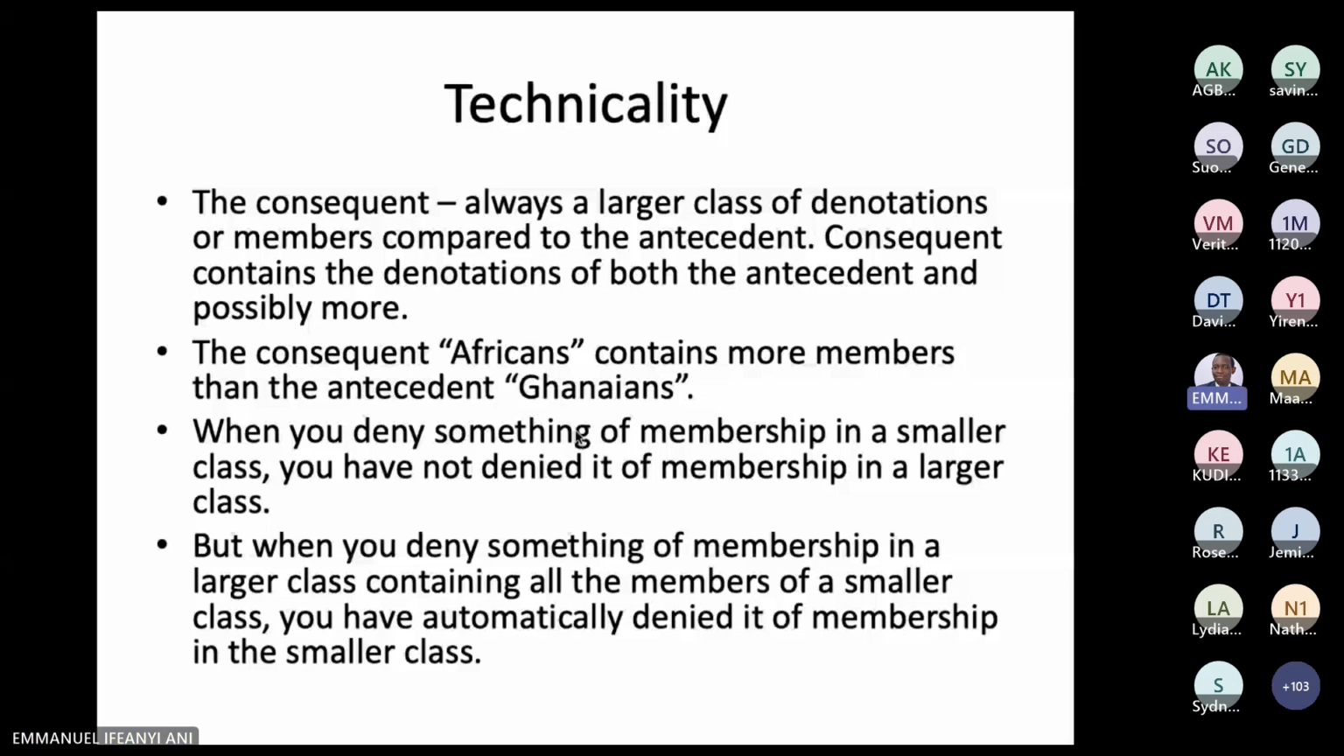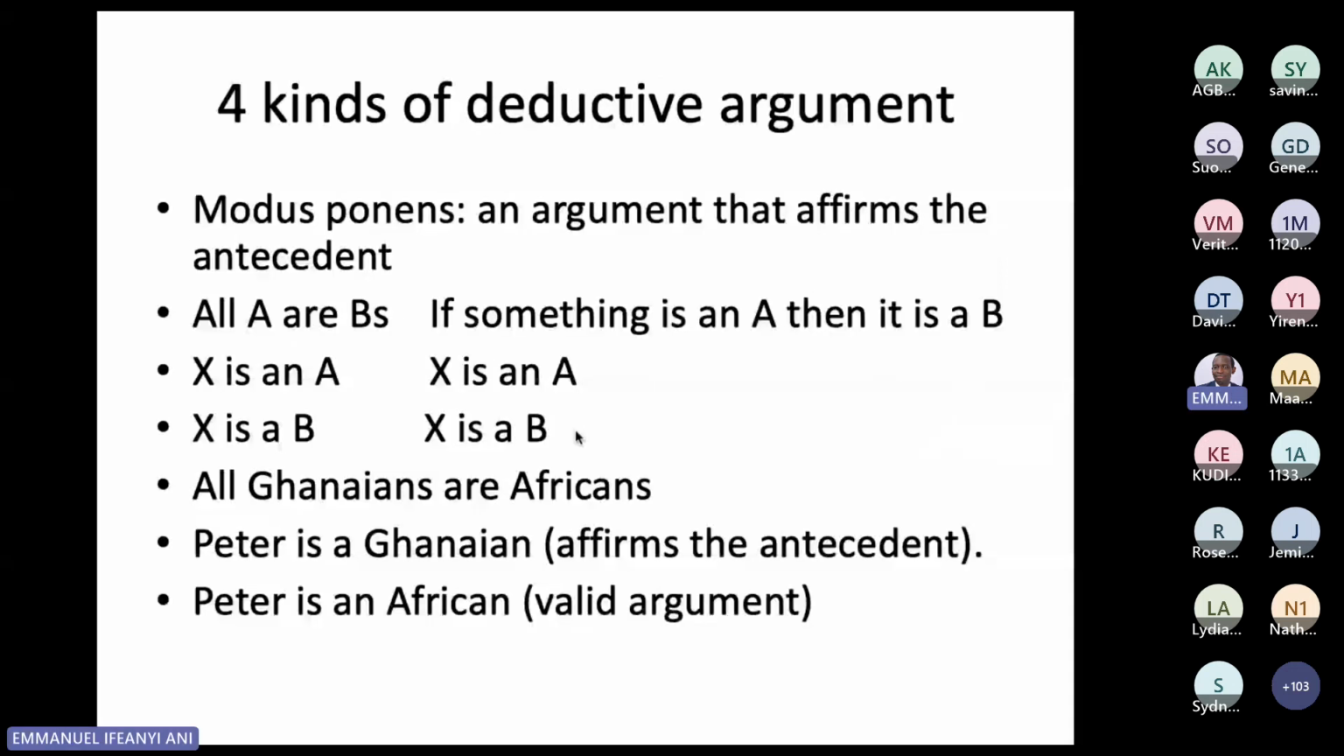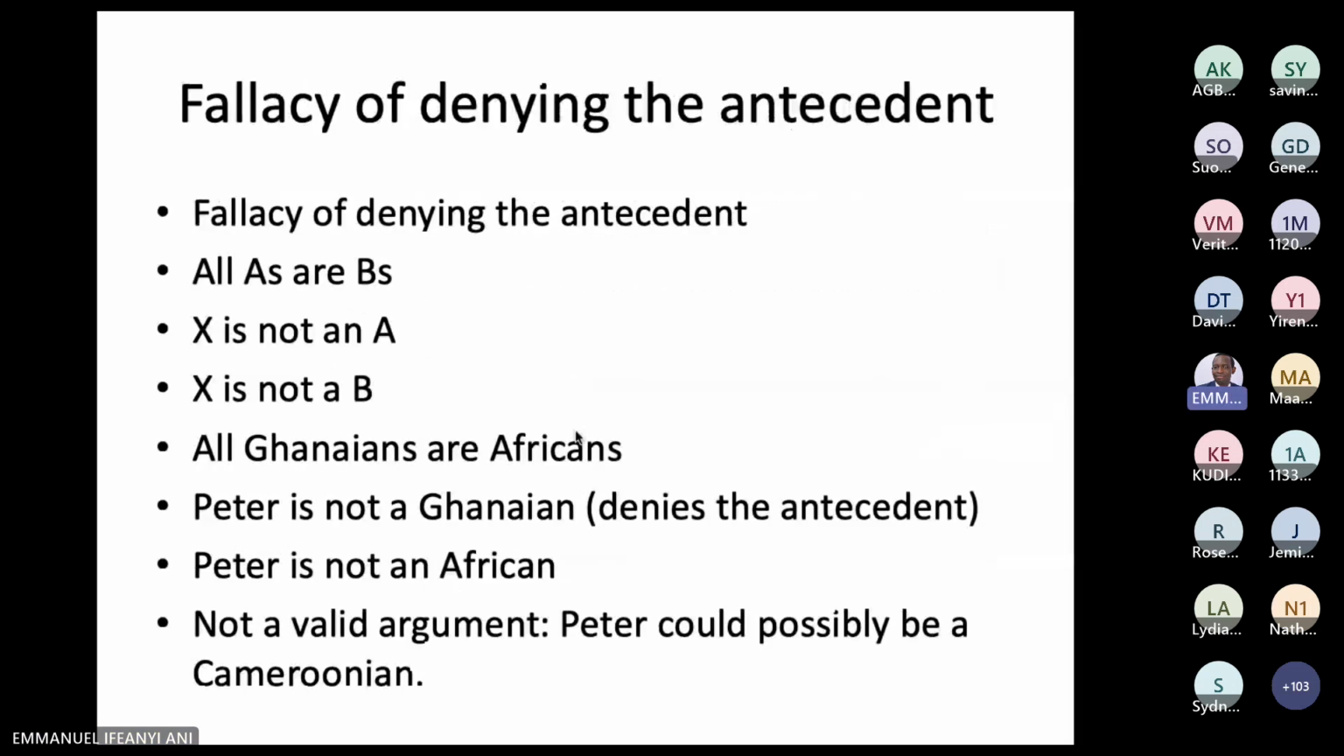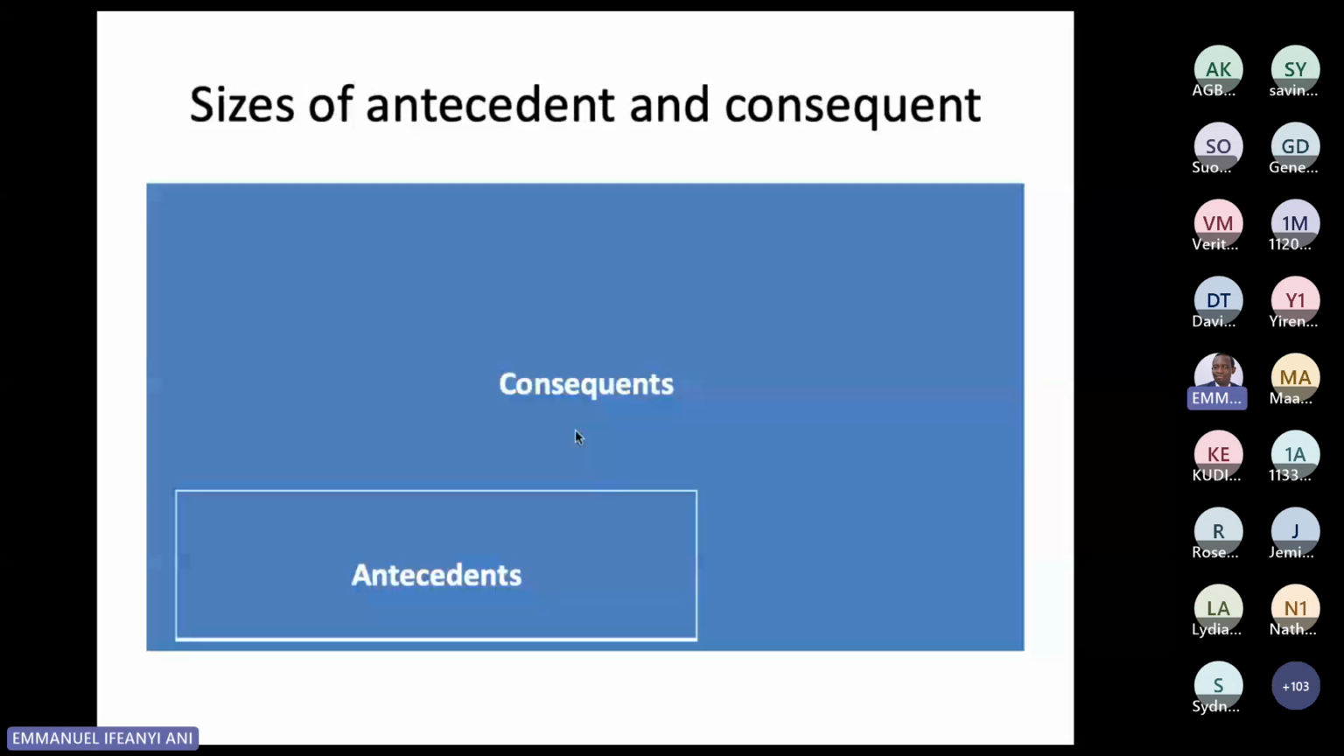Okay, so let's look at two diagrams. Now these are two boxes. The bigger box is the box of consequence. The smaller one is the box of antecedents. The consequence is usually a larger class of items when compared to the antecedent. The antecedent class is usually smaller than the consequent class. Not only that, the antecedent class is usually inside the consequent class, somewhere inside.